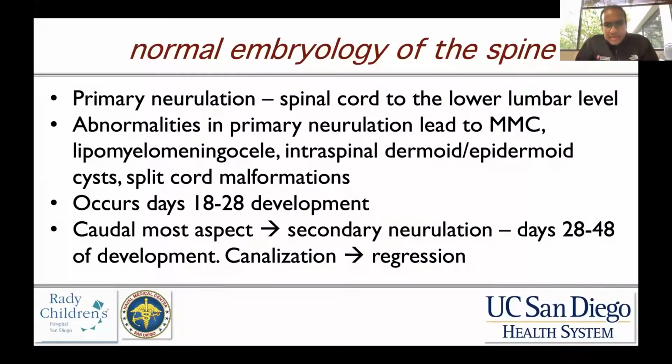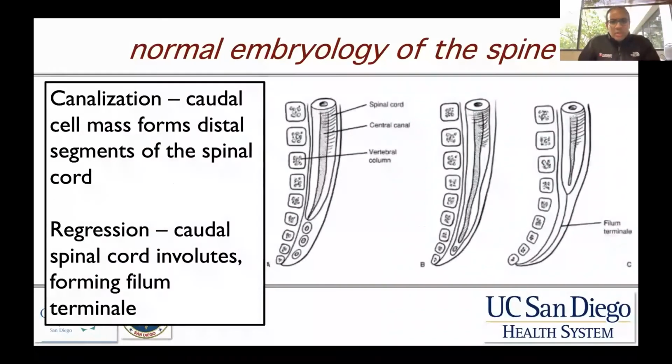The caudalmost aspect, again, below the lower lumbar level, undergoes what's called secondary neurulation. And that happens between days 28 and 48 of development. And this typically is two processes known as canalization and subsequent regression. So when we talk about canalization of the spine, this is really this caudal cell mass, and it forms the distal spinal segments as well as the nerves that encompass and go with these segments of the spinal cord.